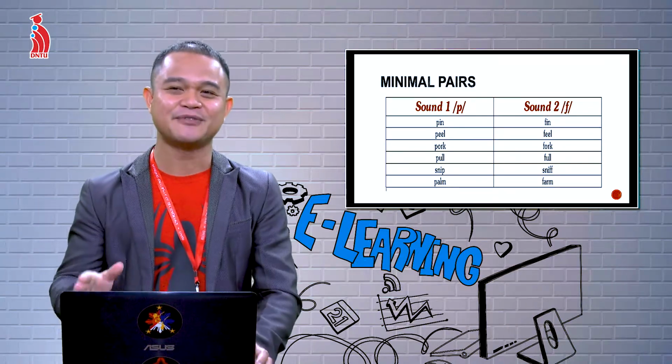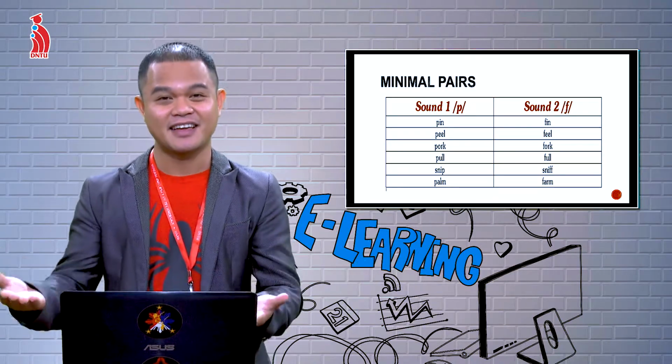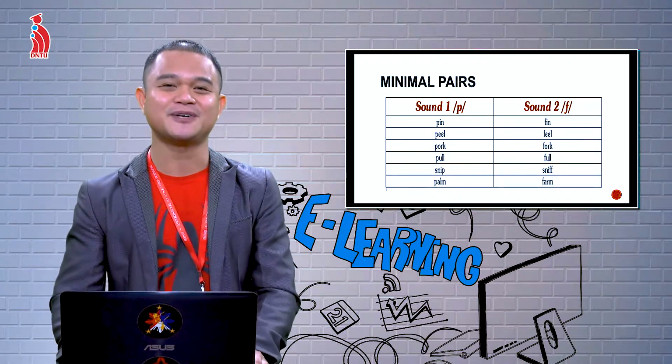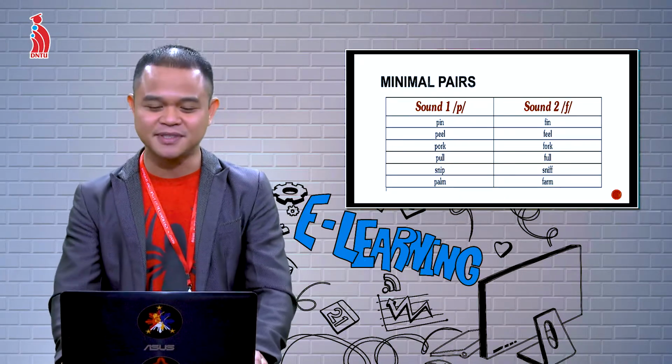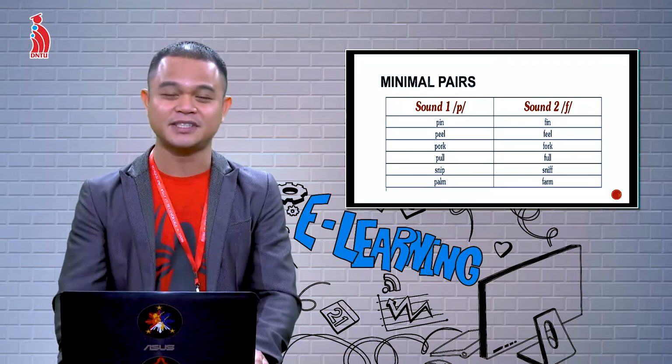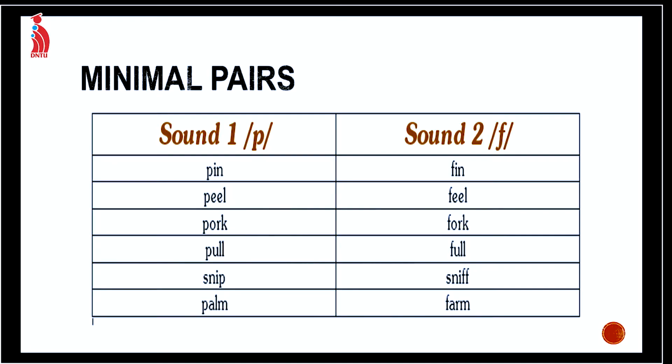We have here minimal pairs. I will read it first, and then later I will give you a chance to repeat. We have 2 columns. We have sound 1, which is the P, a plosive. And the second column is sound 2, which is the F sound, our target today. I want you to look at the difference. Okay, let me read first.